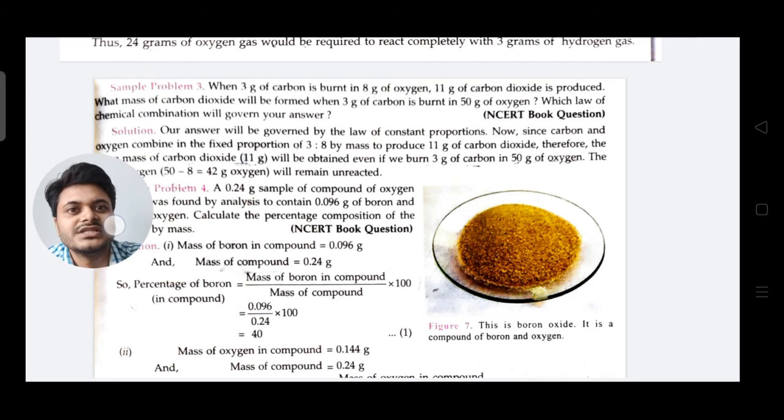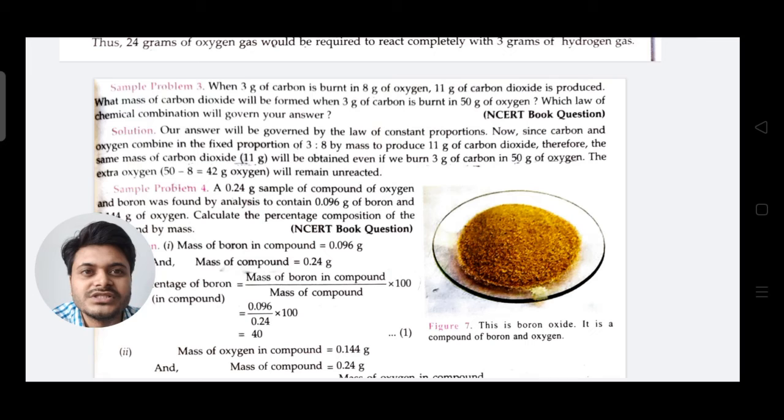Okay, so since carbon and oxygen combine in the fixed proportion of 3:8 by mass to produce 11 gram of carbon dioxide, therefore the same mass of carbon dioxide, that is 11 gram, will be obtained even if we burn 3 gram of carbon in 50 gram of oxygen. The extra oxygen, that is 50 minus 8 which is equal to 48 gram of oxygen, will remain unreacted.